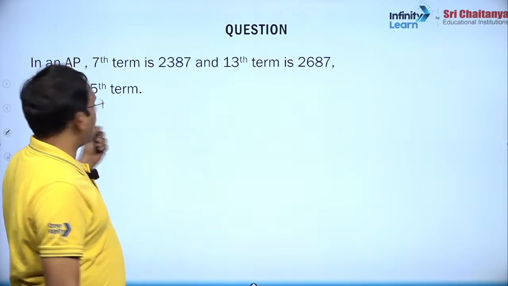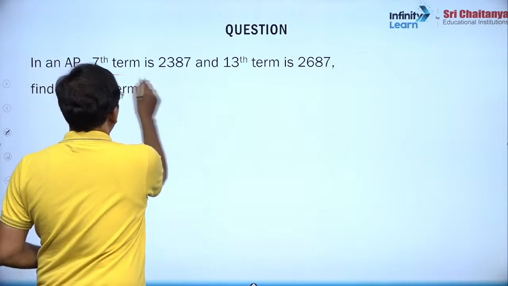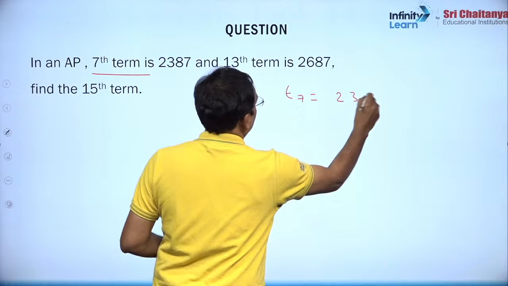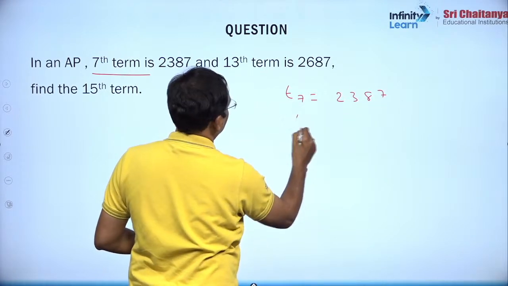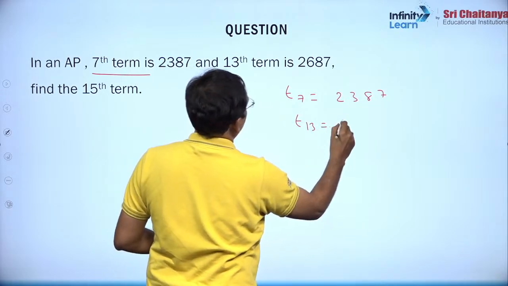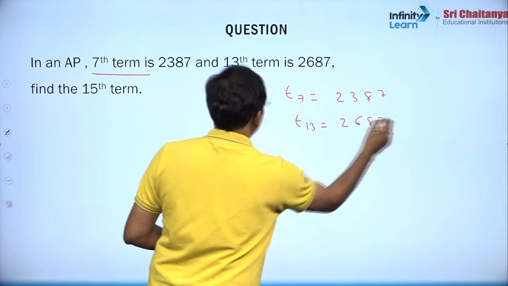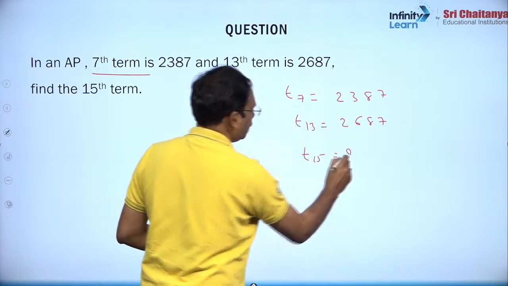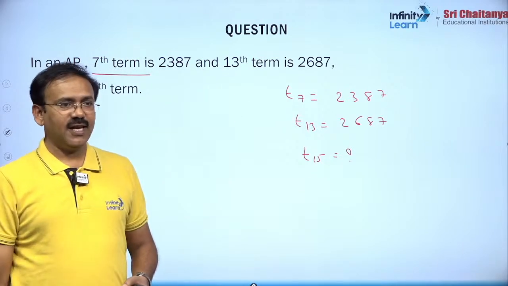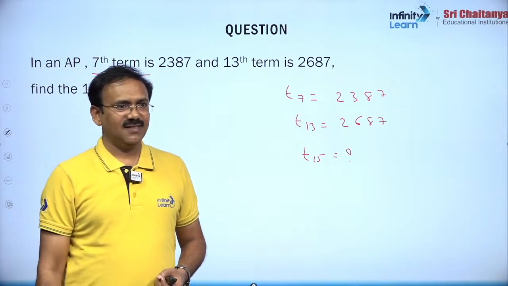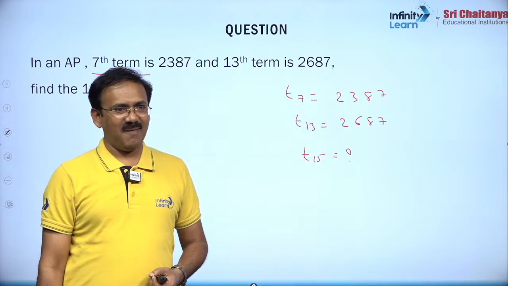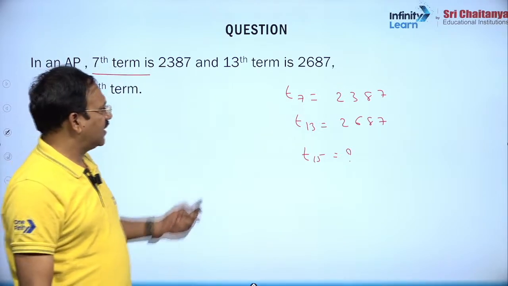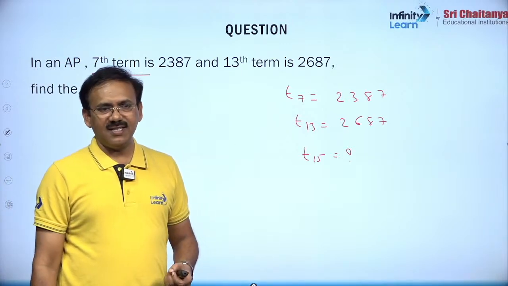You see, in an AP, the 7th term is given as 2387, whereas the 13th term is given as 2687. He is asking us to find the 15th term. Can you answer, dear students? Can you answer this? Amit Patil, can you answer? Yeah, you see, dear students, T7 is given, T13 is given.